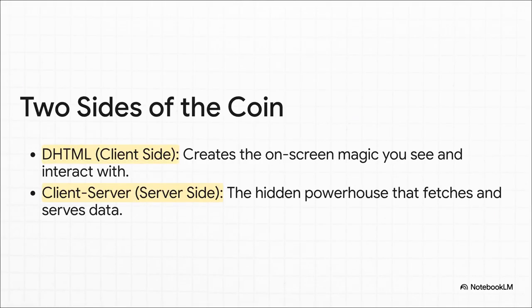Okay, so let's bring this all home. What you have are really 2 sides of the same coin that create your entire web experience. On the client side, the stuff happening right in your browser, you have DHTML. That's the on-screen magic that makes a page feel interactive and look beautiful. And then on the server side, you have the client-server architecture. That's the hidden powerhouse, fetching and delivering all the data that actually brings that beautiful page to life. They are 2 totally different systems, but they have to work together perfectly.